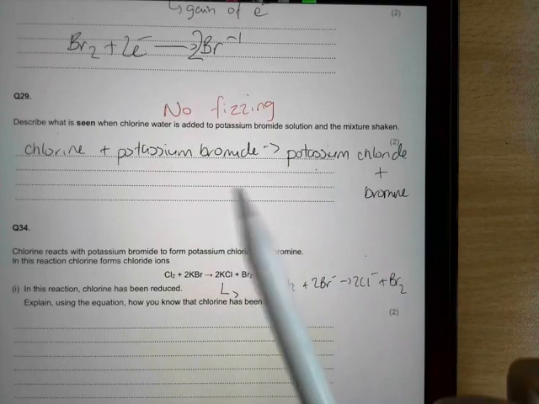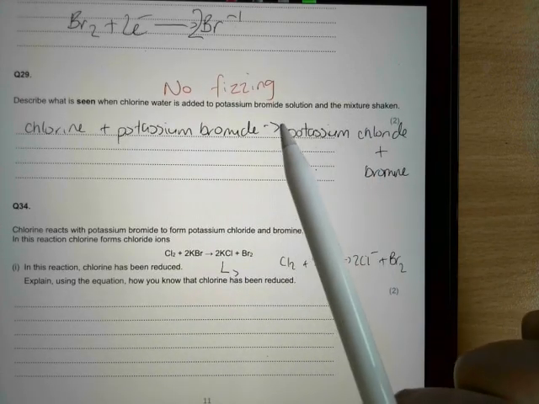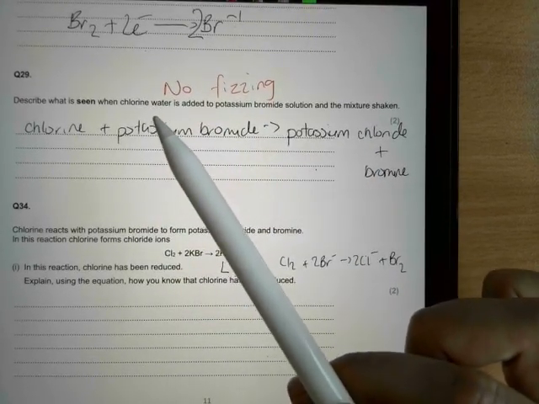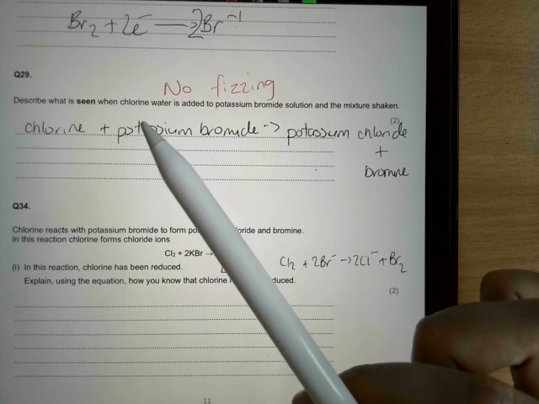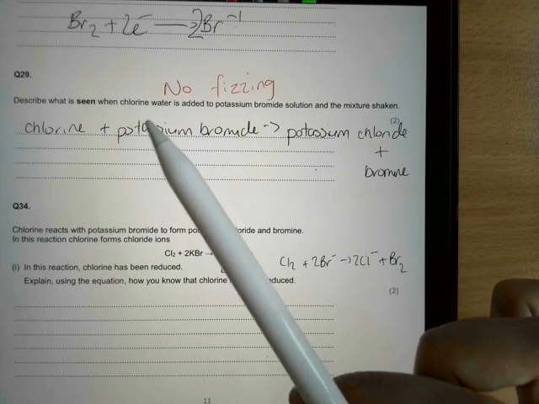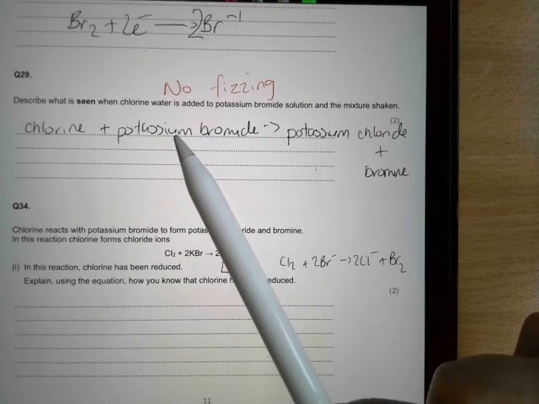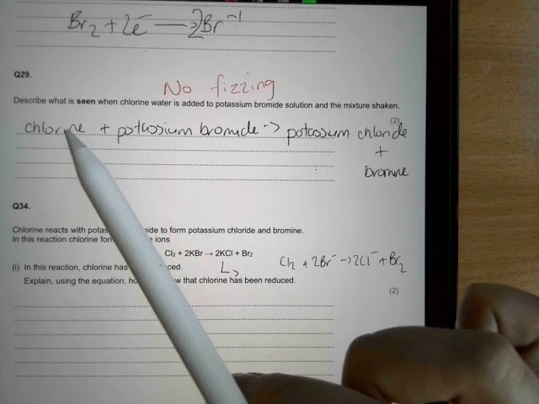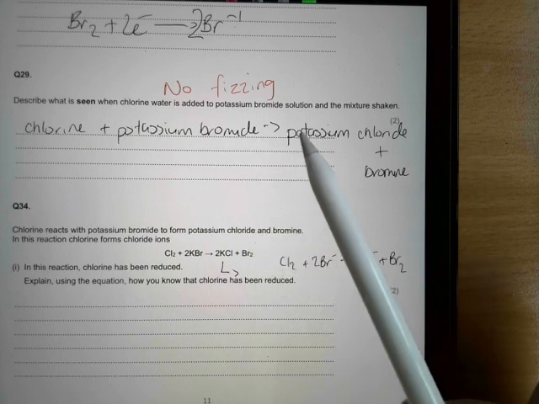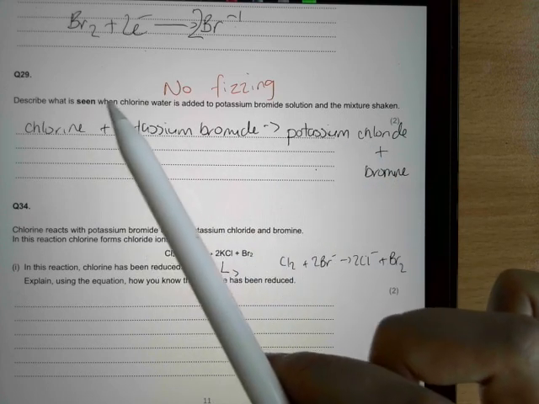The next one: describe what is seen when chlorine water is added to bromide. Don't be put off by the term chlorine water. That's just chlorine dissolved in water, which is aqueous chlorine. All these displacement reactions are done in water. So I have chlorine, I'm adding it to potassium bromide. It's a normal displacement reaction. Chlorine takes bromine's place, so I get potassium chloride and bromine, and they want to know what is seen.